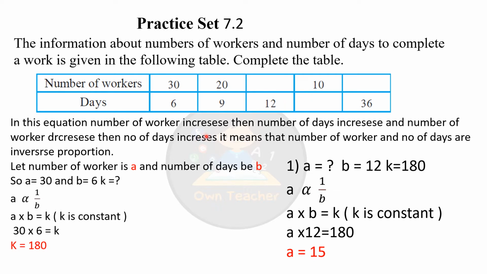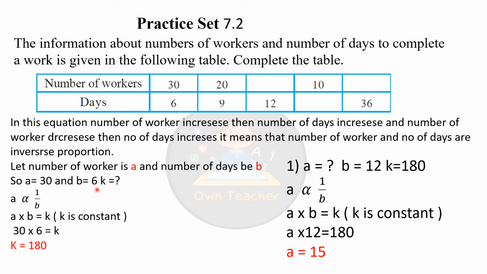If the number of workers increases, the number of days will decrease. That means here is inverse proportion. So number of workers is A and number of days is B. We will consider this. So A is equal to 30 and B is equal to 6.